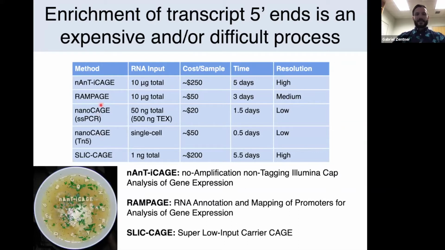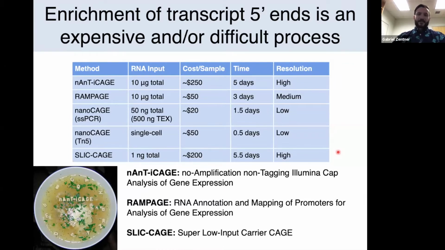So as we get into these lower input methods, nano-CAGE with two different amplification approaches, the cost is quite reduced. The RNA input is also quite reduced. They're a lot quicker too, but they have relatively low spatial resolution. They tend not to capture the breadth of TSS heterogeneity that we know is there. And most recently, SLIC-CAGE allows you to get high resolution data with 1 nanogram of total RNA, but it's a very complicated and long protocol and is quite expensive.